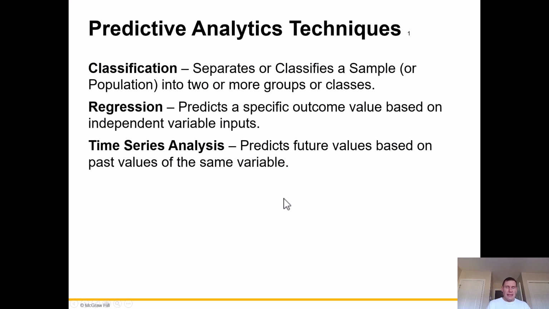So here we see some techniques. So classification, we would separate or classify a sample or a population, more likely a sample, into two or more groups or classes. Regression predicts a specific outcome value based on independent variable inputs. And a time series analysis predicts future values based on past values of the same variable.